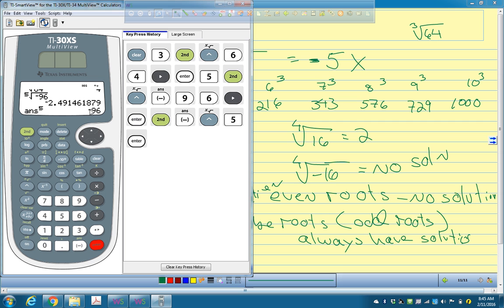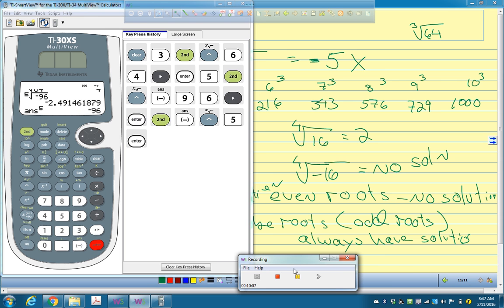You understand what I just did? I took the 5th root of this number and got this. This answer raised to the 5th power gives me back what was inside the box. Okay? So that's all I'm going to teach you today. That's part 2.